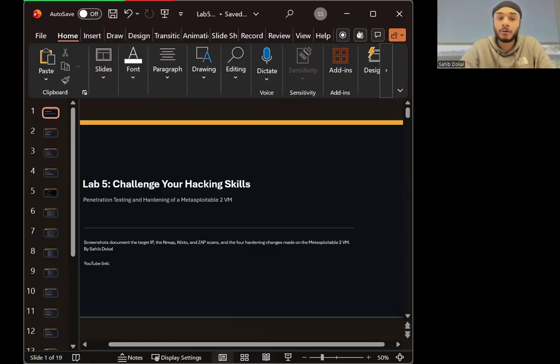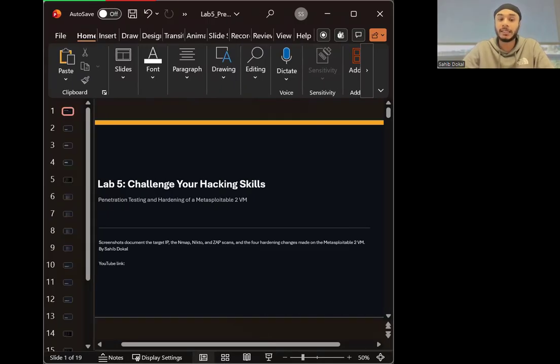In this lab, I performed a penetration test against Metasploitable 2 virtual machine using Kali Linux. After identifying several vulnerabilities, I implemented improvements and evaluated how those changes help strengthen the system.